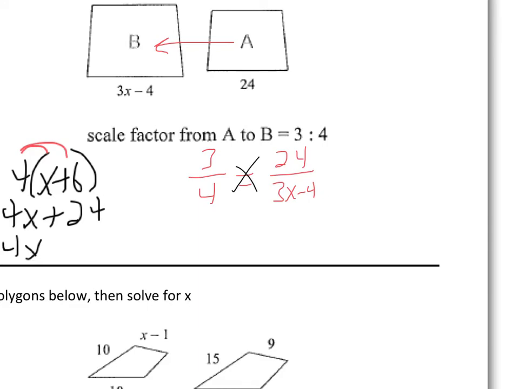Cross multiply, and we get 96 equals, now I'm going to distribute the 3 to both pieces, and we get 9x minus 12. If I add 12 to both sides, we get 9x equals 108. Divide both sides by 9, and we get 12.